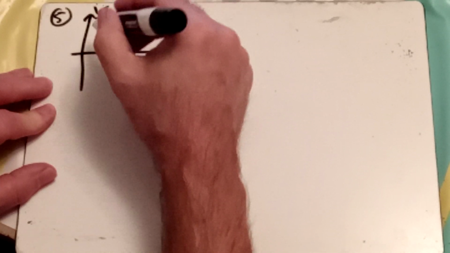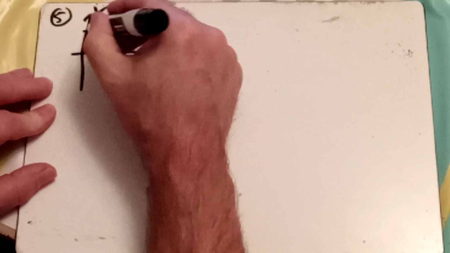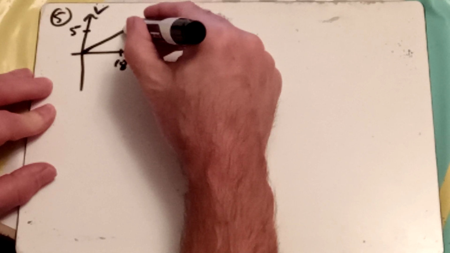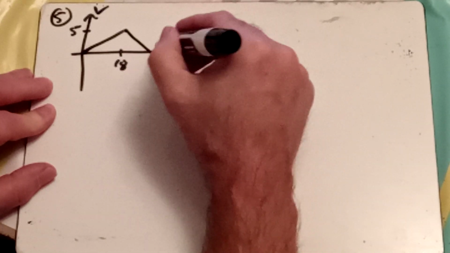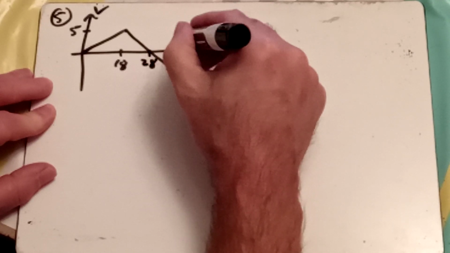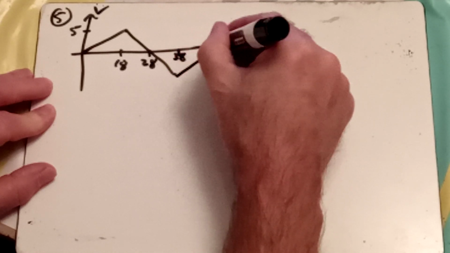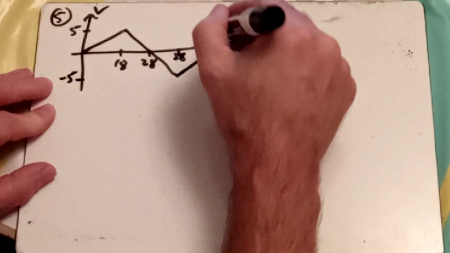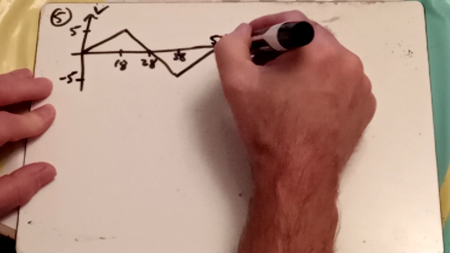So I've got the velocity there. It starts off 18 seconds to a velocity of 5. It will then go through at 28 and bottom out at 38 there, and then down to -5, and then up to 50 seconds there, and that's my time.